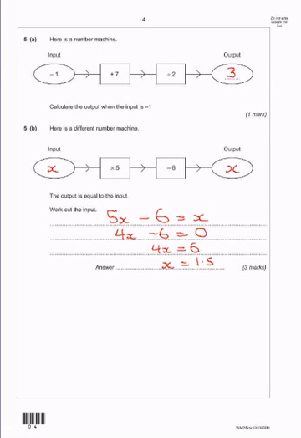Question 5. The first one's very easy, of course. You just look at minus 1 plus 7, then divided by 2, and your answer should be 3, 1 mark. The next one's slightly trickier.